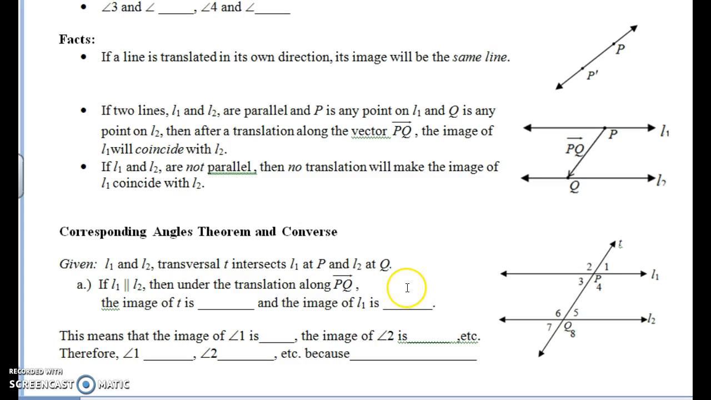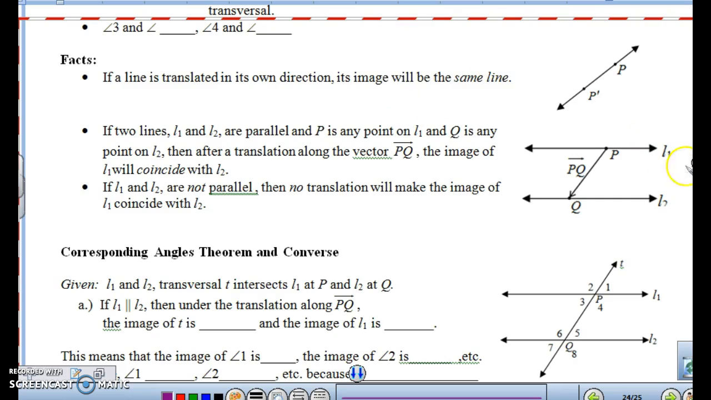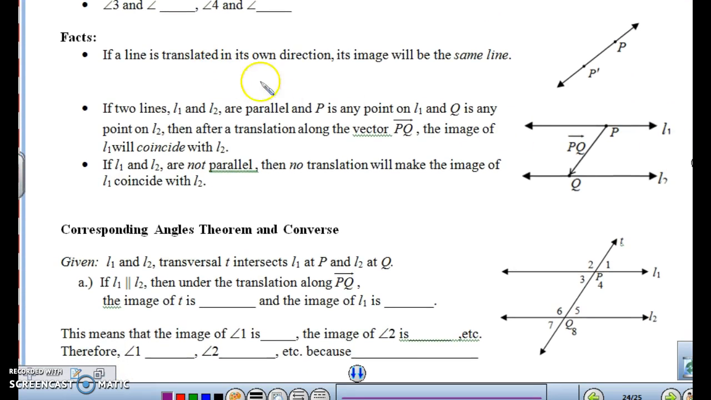Now, there are some certain facts that we need to know before we get into what happens when you have parallel lines and angles. Let's look at what happens when you have a line that's being translated. If a line is translated in its own direction, its image will be the same line. So I have line P right here, and suppose I wanted to translate line P so that it ends up where P prime is, so it's still on the line. If I translate like this, and I move it down like so, the image will be the same line. If you start on the same line and you slide the same way, it's going to be the same line.